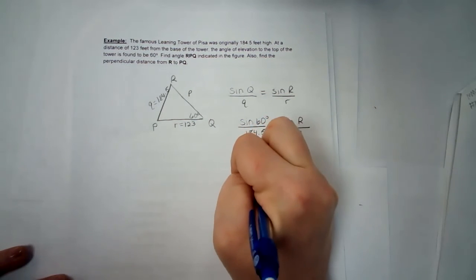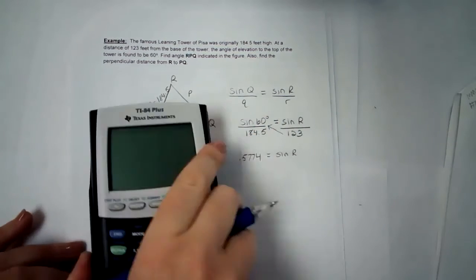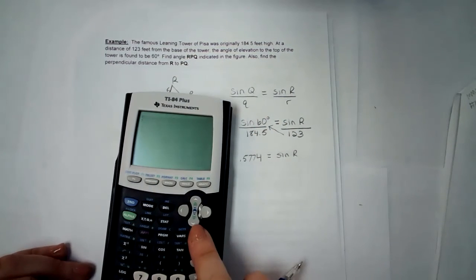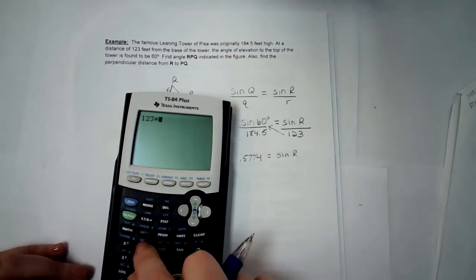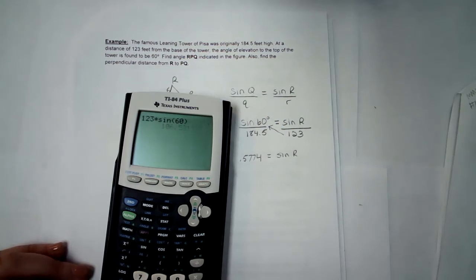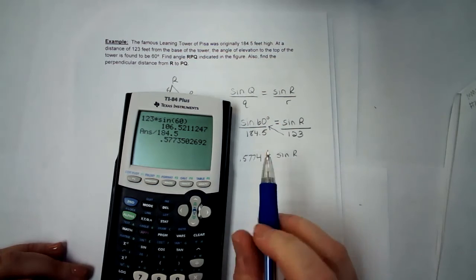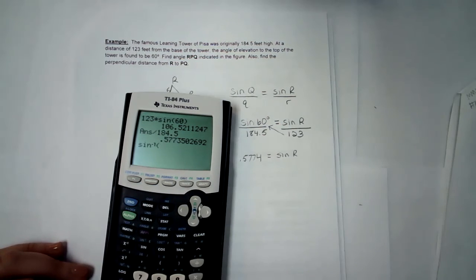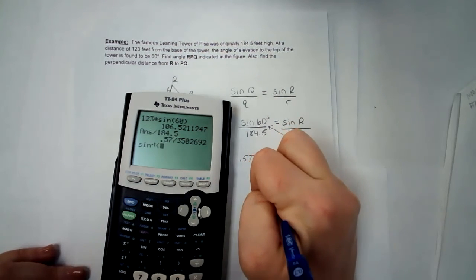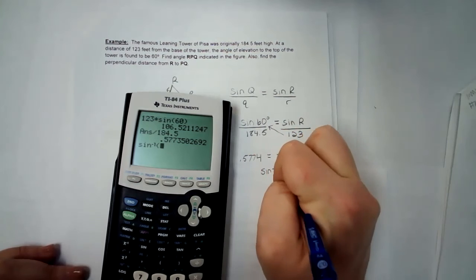Okay, that's going to give me this. Let's just do that together on our calculator. So I'm going to have 123 times the sine of 60 divided by 184.5. Okay, there's my answer. Now, that's for sine R. Now I'm going to do second sine, because I'm going to have to take the inverse sine.